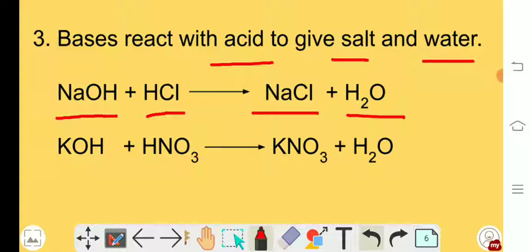Similarly, potassium hydroxide is base, nitric acid HNO3 is our acid. It gives potassium nitrate, a kind of salt, and water. So what is common here? When acid reacts with base or base reacts with acid, the product is always salt and water.